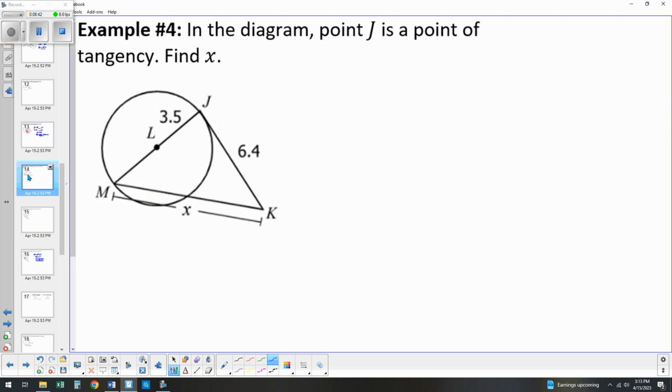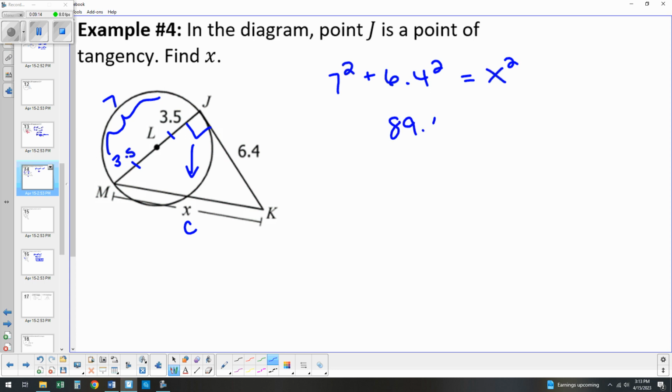In this one, they're telling us point J is the point of tangency, which means I know for a fact that there is a right angle here, making x the hypotenuse, that's my C. 6.4 is one side, and the other side is actually 3.5 plus 3.5, which is 7. So we're going to do 7 squared plus 6.4 squared equals x squared. So when I add 7 squared and 6.4 squared, I get 89.96. And when I take the square root, we get about 9.5.